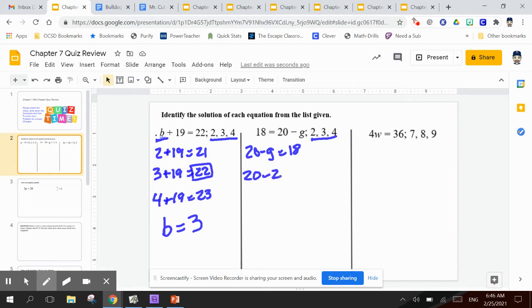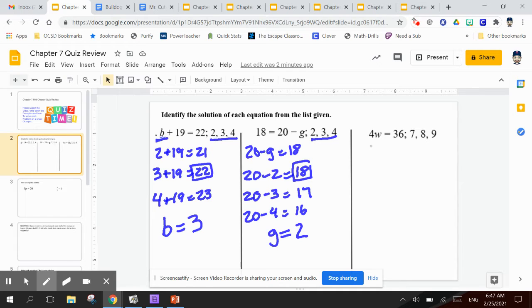20 minus 2 equals 18. That one is true. But let's try 3 and 4. 20 minus 3 is 17. 17 equal to 18? No. So let's try 4. 20 minus 4 equals 16. Does 16 equal 18? No. So our only value for G equals 2.